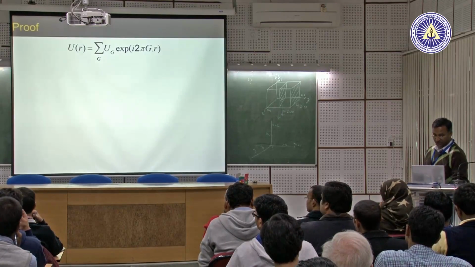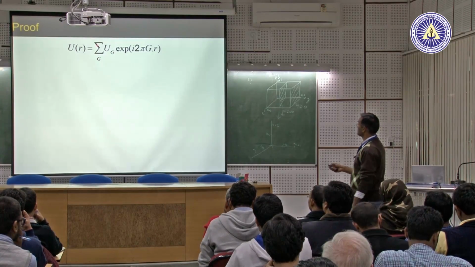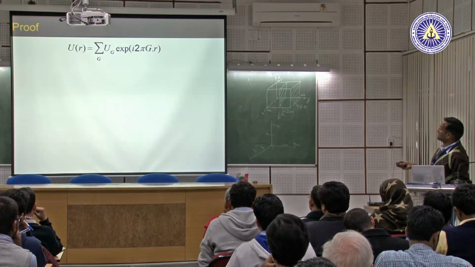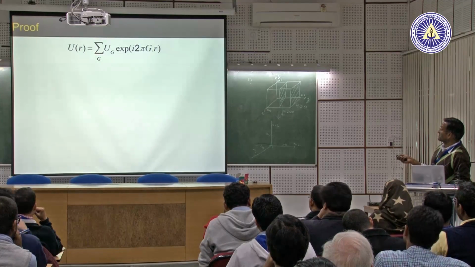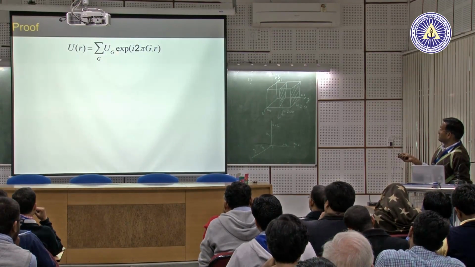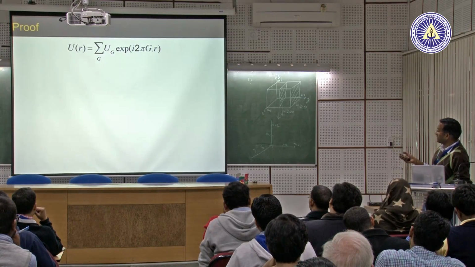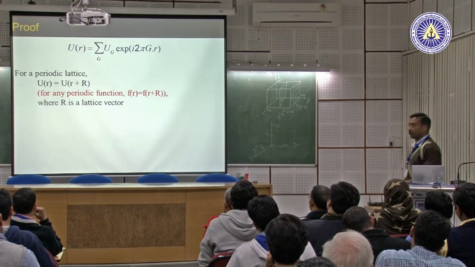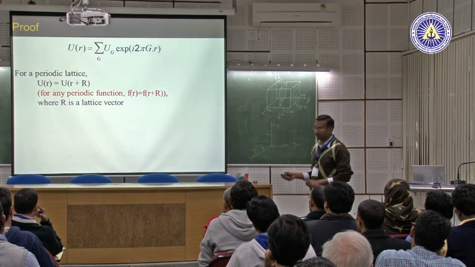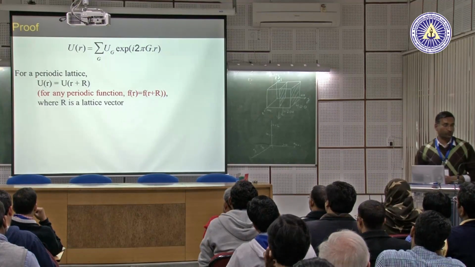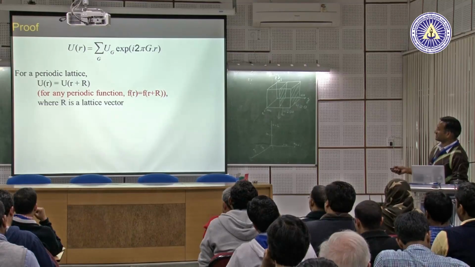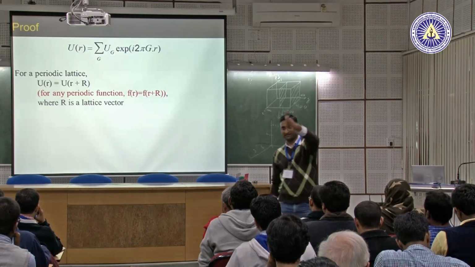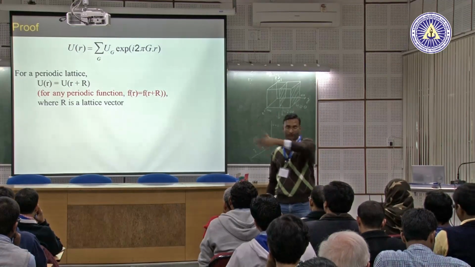So let's look at it in a little more detail. We can say that u(r) is equal to a summation over G of u_G. Let's say this k is G in reciprocal space, so I have replaced k by G. It becomes, summed over all the reciprocal lattice vectors, u_G exponential of 2 pi i G dot r. We know that for a periodic lattice, the function u(r) must be equal to u(r plus R), where R is the lattice vector, because you know that the lattice is periodic. Whatever you see at one position, if you move it by a distance R, it should look identical, and that is the periodicity of the function.